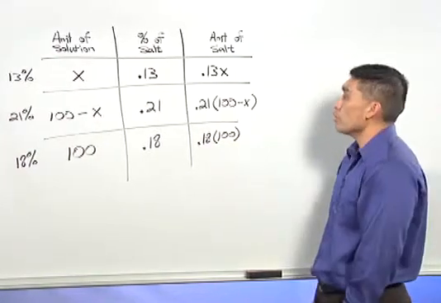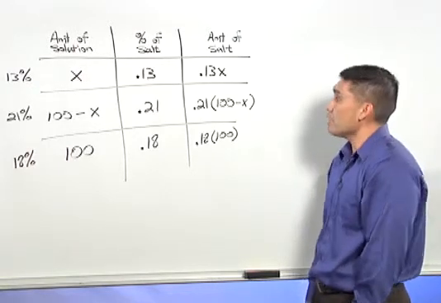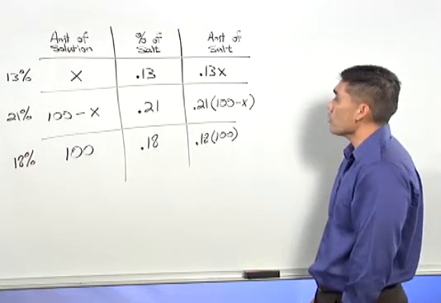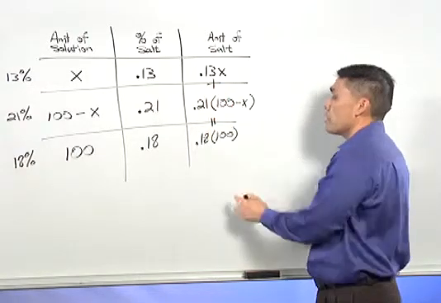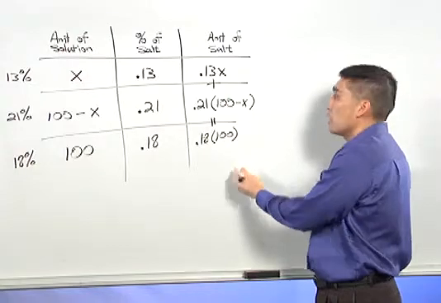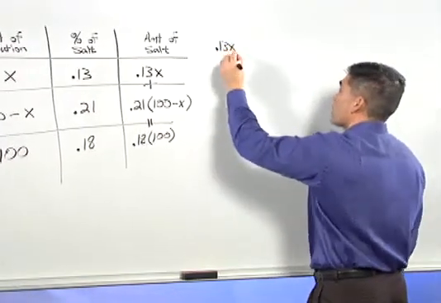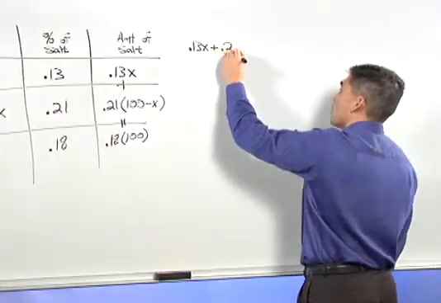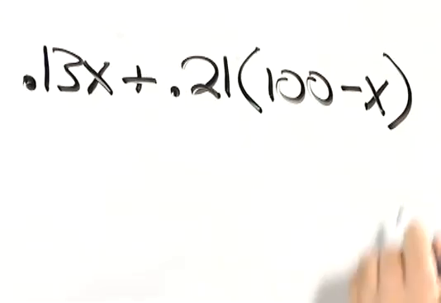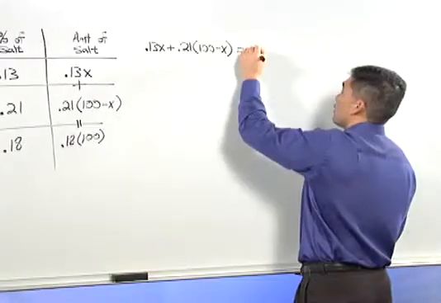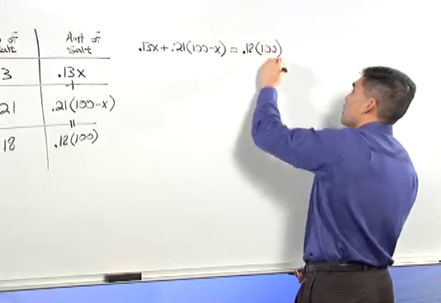Combining the first two solutions should equal the third. So that implies that the amount of salt from the first solution plus the amount of salt from the second solution should equal the amount of salt from the third. Setting this up algebraically, 0.13x plus 0.21 times 100 minus x equals 0.18 times 100.